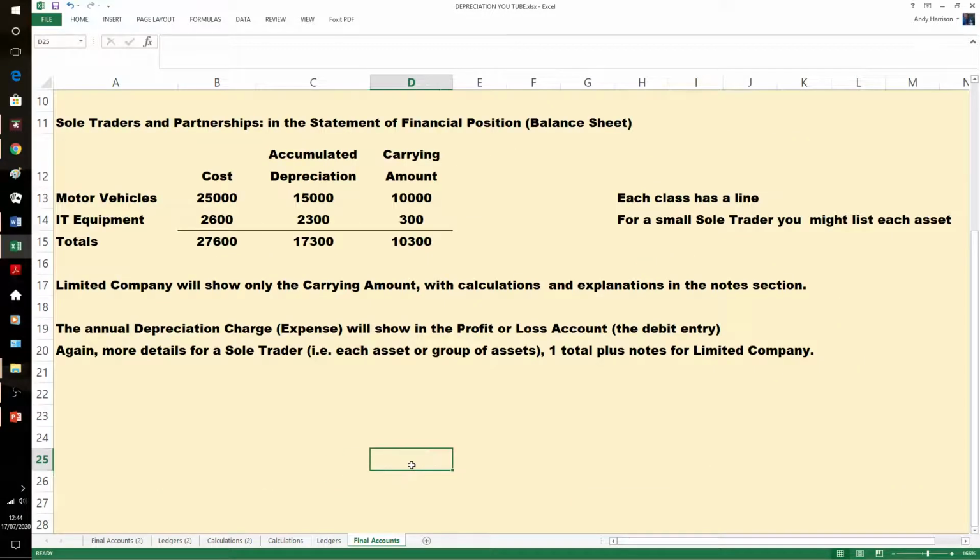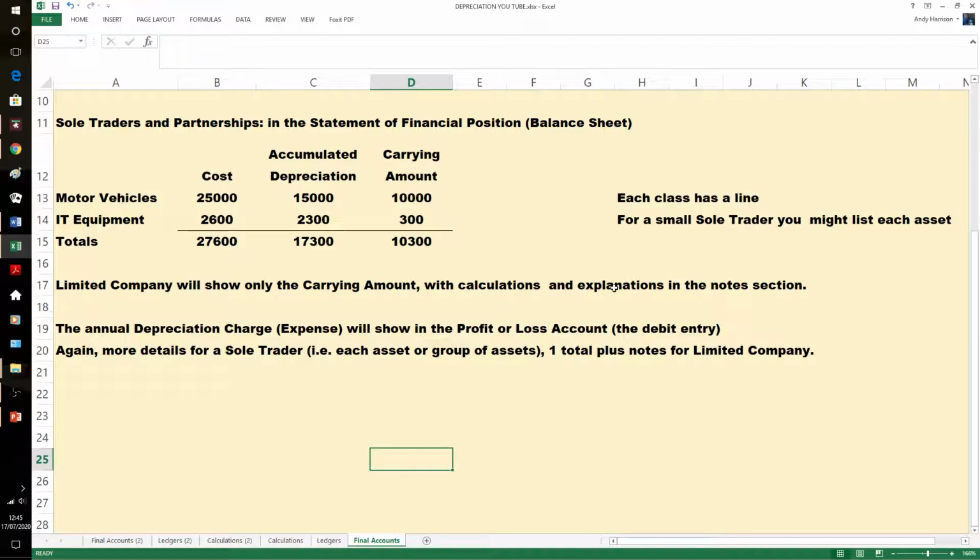So these aren't the same numbers. If you're a sole trader or partnership, you generally will see the three columns: the cost, the accumulated depreciation, and the carrying amount in our statement of financial position, otherwise known as a balance sheet. Every class of asset is normally given a separate line, but a small sole trader might list each asset. It's useful information. They understand the assets and they want to see what they're worth because they use those assets. They're their own personal possessions, effectively, if it's a sole trader. So this carrying amount is quite important.